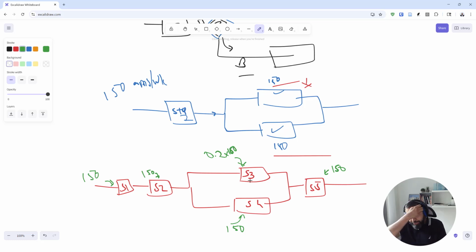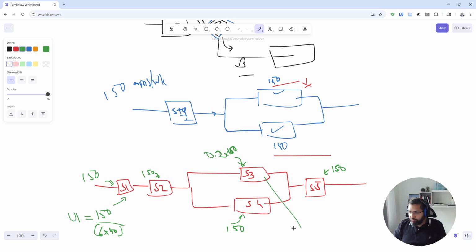Okay, and so we can calculate the utilization. The utilization U1 of station 1 will be 150 over the capacity of station 1, which was 6 per hour times 40 hours per week, right? And so it'll be the same as last time, 62.5%. Everything will be the same. The only thing that will change will be the utilization of S3.